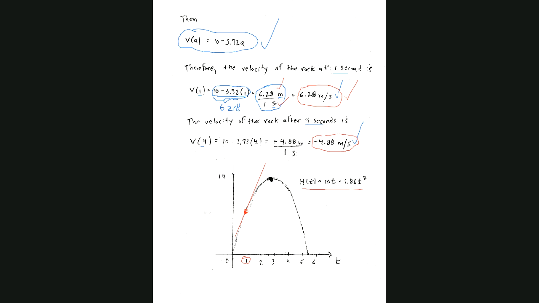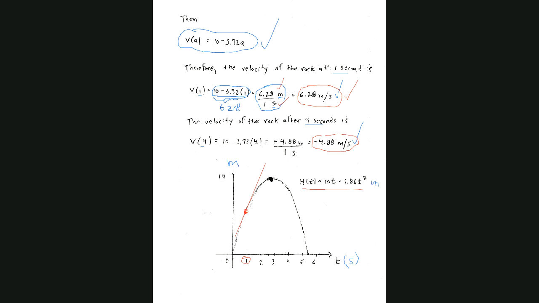Is the slope of that tangent line positive or negative? It's positive. And in fact, what's the slope of that tangent line? 6.28 meters per second. And the way you can think about that, if you want to make it more interesting, is in terms of units: t is in seconds, and on the vertical axis the units are meters, because height is in meters.